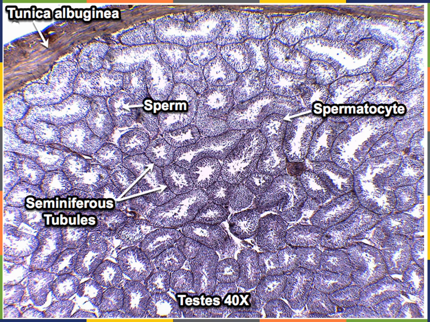The outer layer of the testes is a layer of fibrous connective tissue known as the tunica albuginea. So you can see the tunica albuginea surrounding all of the seminiferous tubules of the testes.